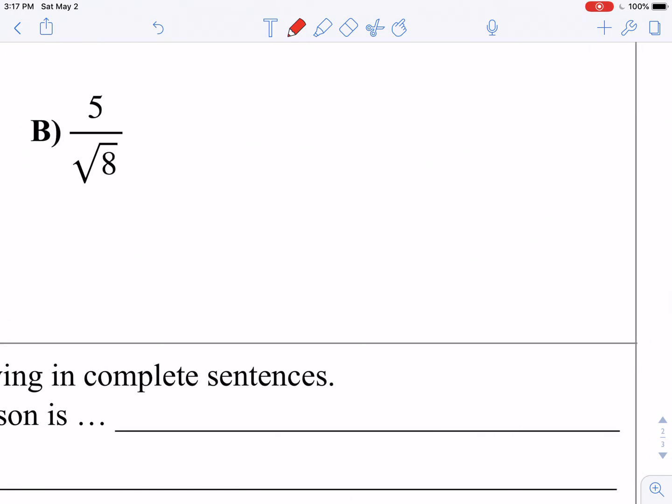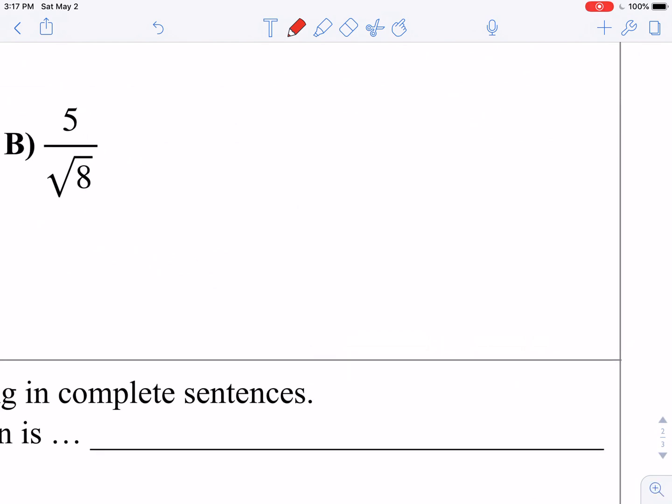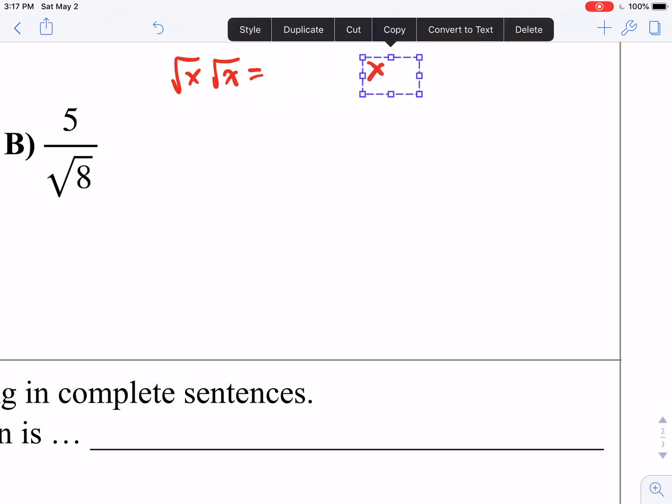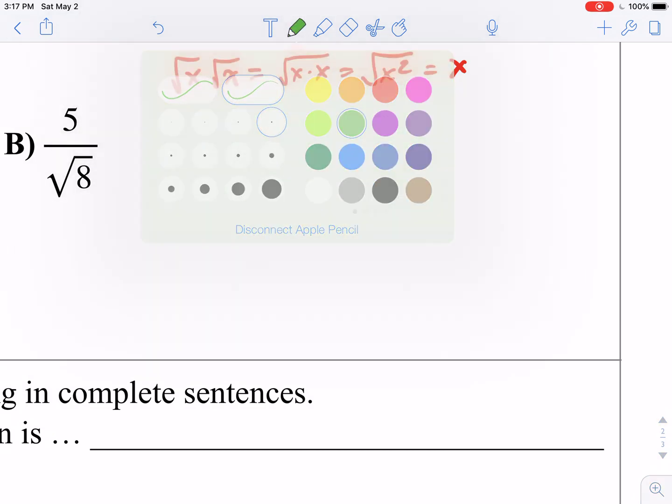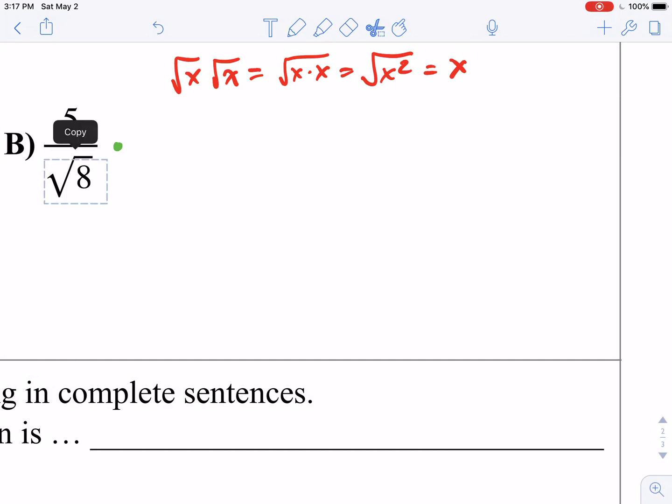Let's do our last one. And let's also remember why the square root of x times the square root of x is x. Well, that's because we can combine those, giving us the square root of x times x, which is the square root of x squared. Square root of x squared is x. So there you go. Okay, so we look at this and we say, oh, yikes. We've got a square root in our denominator. That's not okay. We need to multiply top and bottom by our denominator, by our square root.